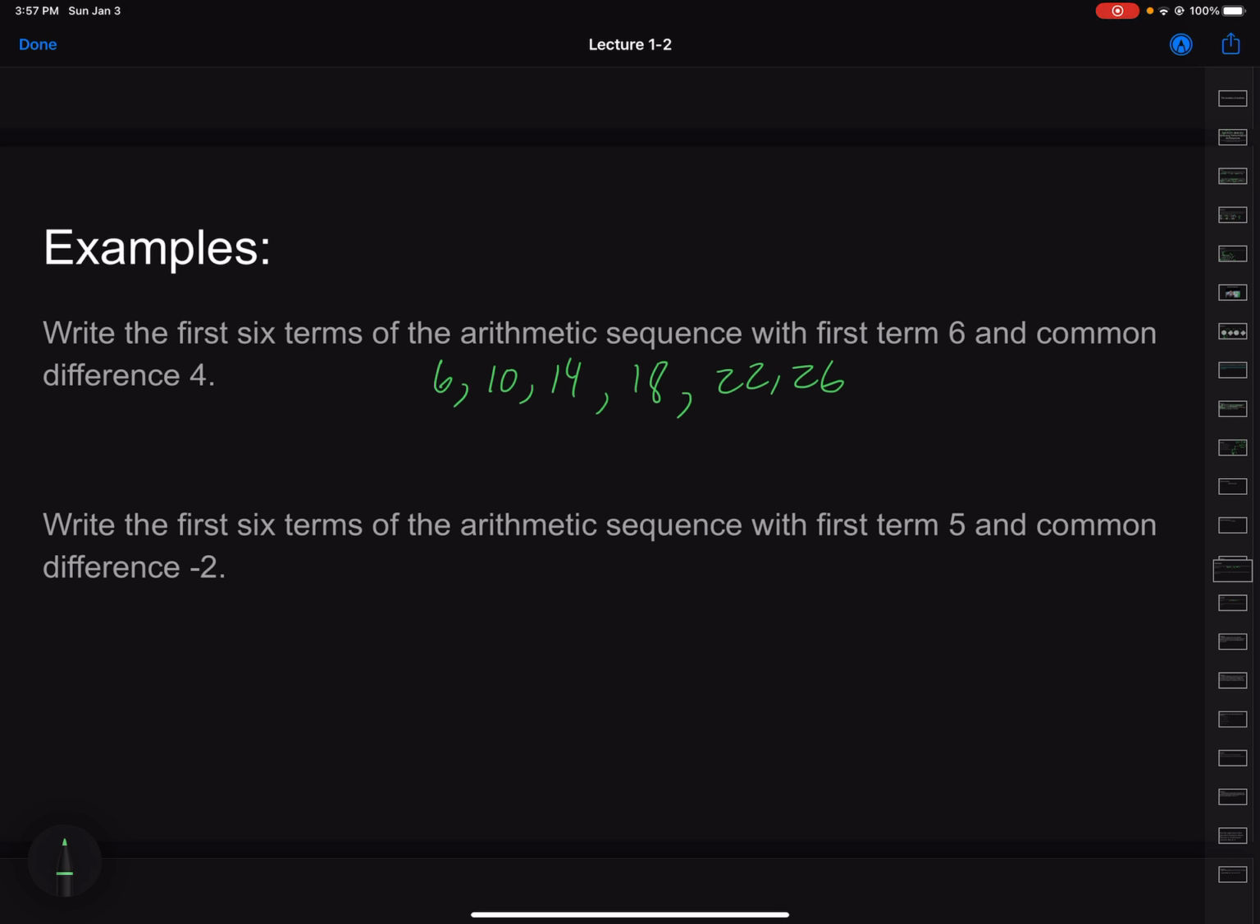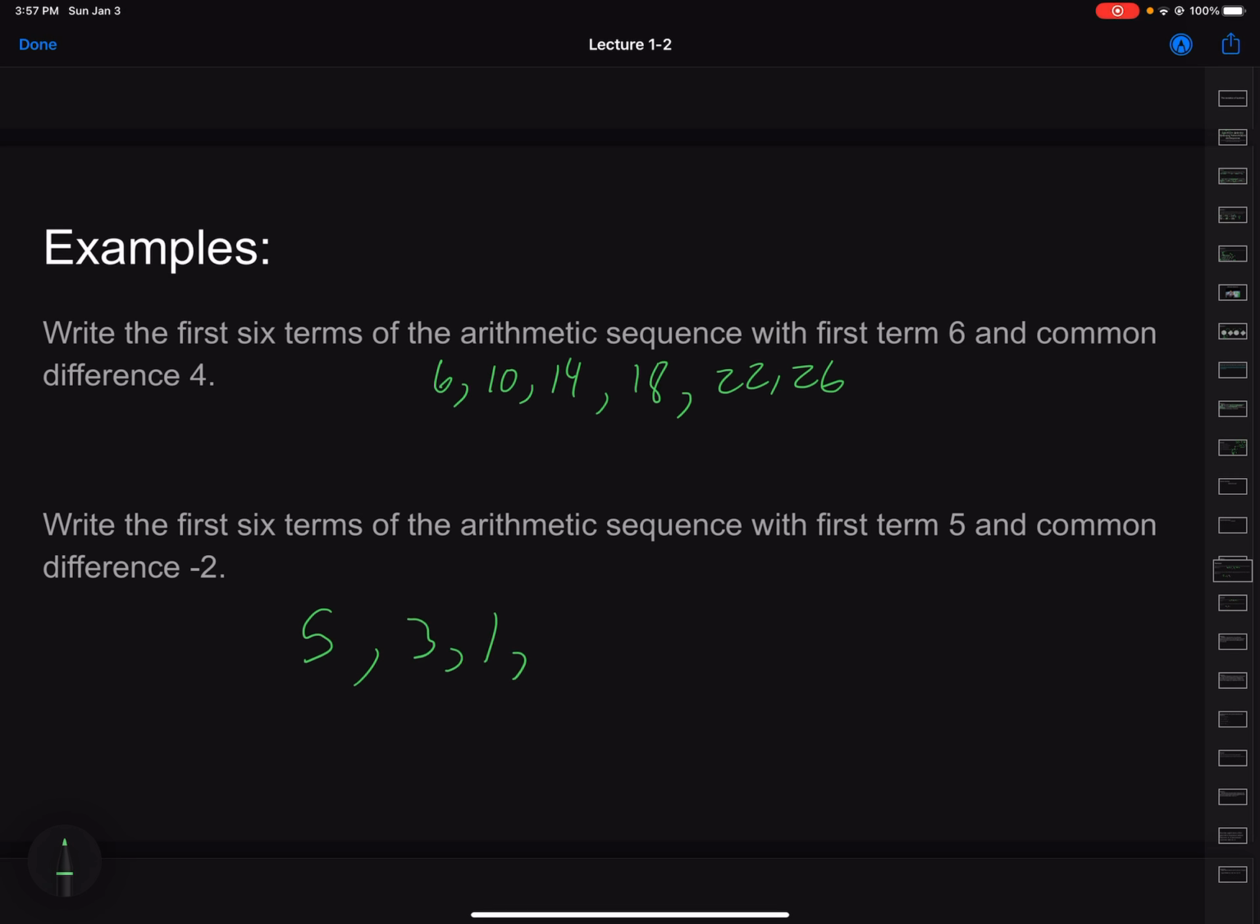So take a minute and try the next question. Write the first 6 terms of the arithmetic sequence with first term 5 and common difference -2. So in this case, we start with a 5, or we're always given our first term, and then our common difference is -2. So 5 minus 2 is 3. That minus 2 is 1.